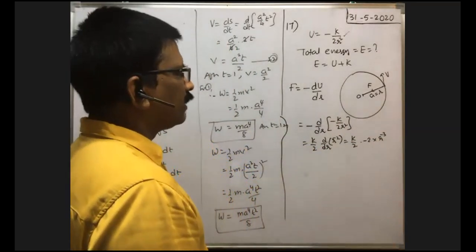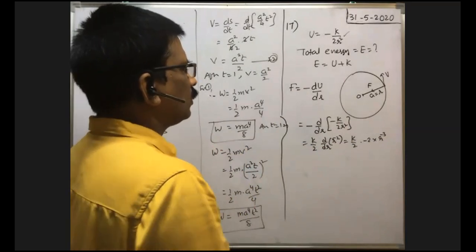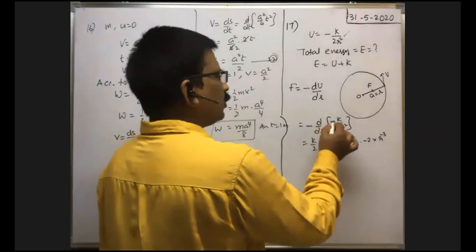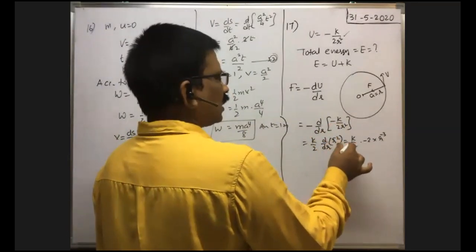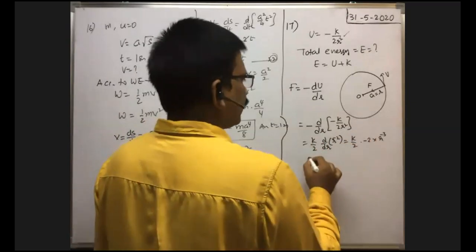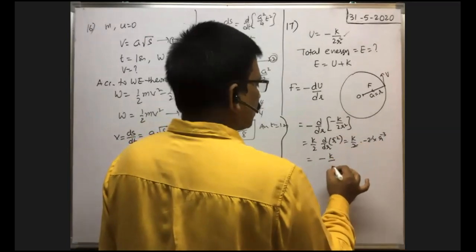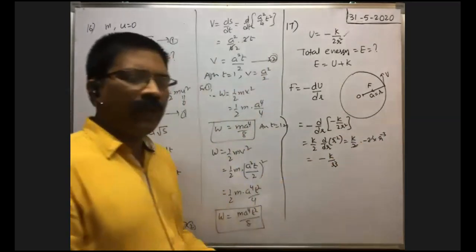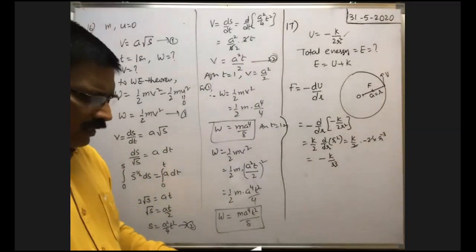Minus d by dr of minus k by 2r square is equal to minus into minus k by 2, which means plus k by 2 into d by dr of r to the power of minus 2. So r to the power of minus 2 differentiation means minus 2 into r to the power of minus 3. Therefore the 2s cancel, and we can write minus k by r cube.